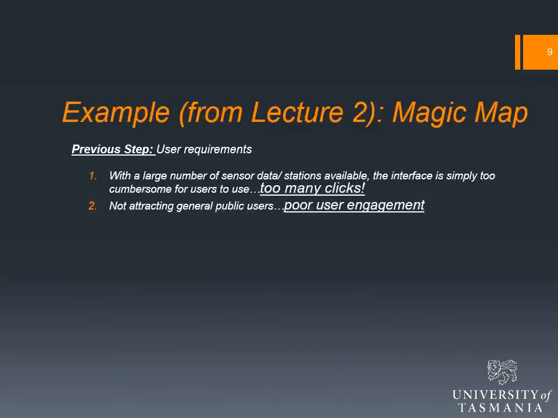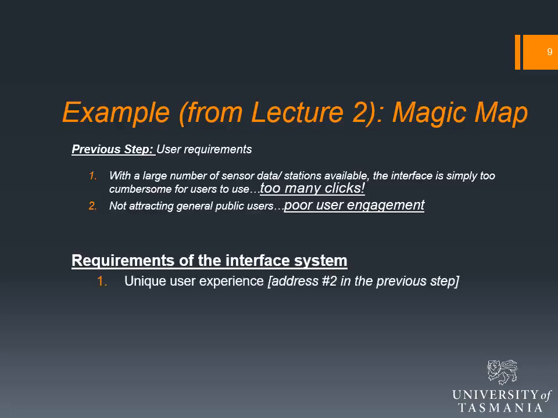So, continuing the example for Magic Map. You already know from the previous step the user requirements. Okay, there are too many clicks, poor user engagement. Then the next step, this step here, is the requirements of the interface system. In this case, you can outline something like, okay, we need to address this. We need to make the interface offer a unique user experience. We are hoping this will lead to improved, better user engagement. Okay, so this addresses number 2 in the previous step.